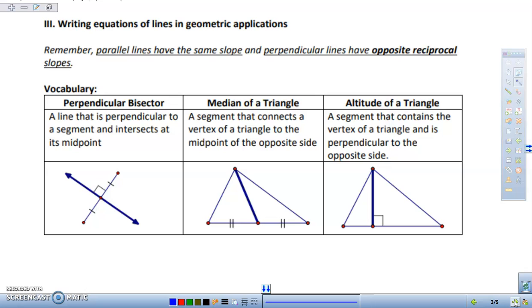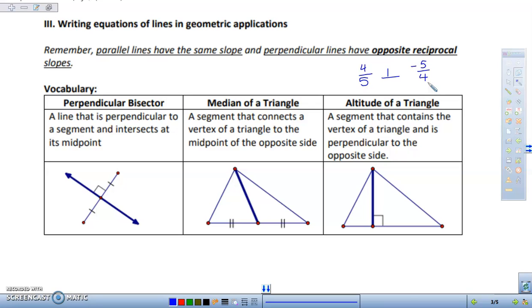The next is perpendicular. Perpendicular lines have opposite reciprocal slopes, which means, for instance, if the slope of one line was 4/5 and I want to write the equation of a line perpendicular to it, opposite means if this is positive, my slope is going to be negative. And reciprocal means you flip that fraction upside down. I used to always say reciprocal when I taught algebra. Just remember, you flip that fraction.